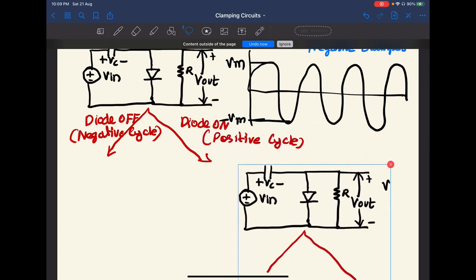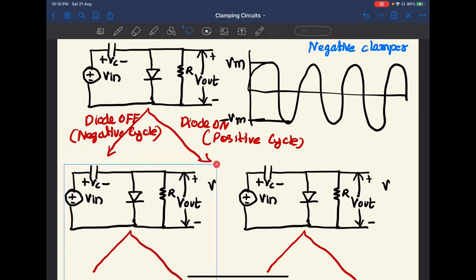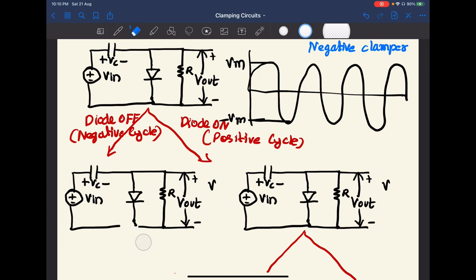Place the circuit. Okay. You can drop these two things.